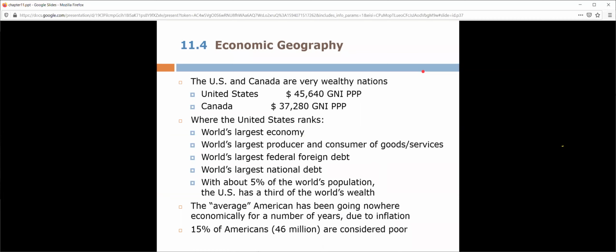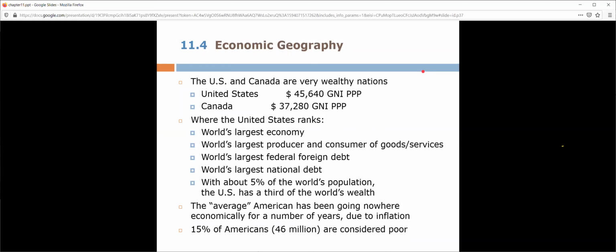Economic geography. Unsurprisingly, again, if you've lived in America, you're probably well aware the United States is the world's largest economy, the world's largest producer and consumer of goods, and has the largest federal foreign debt, the largest national debt.